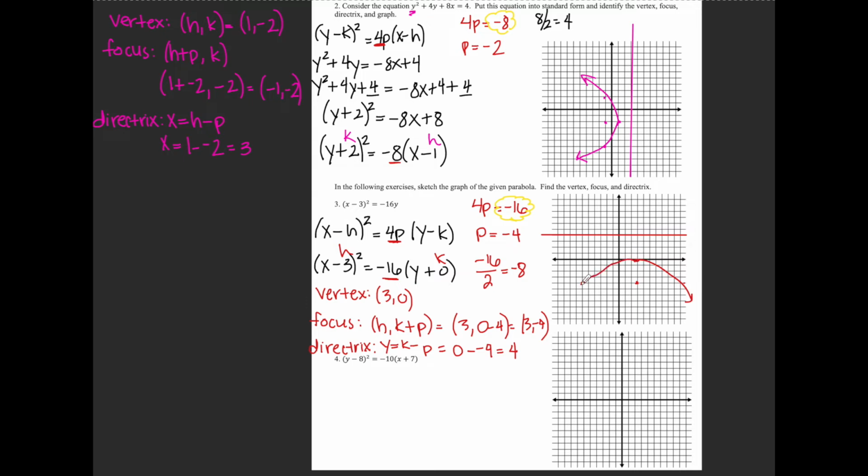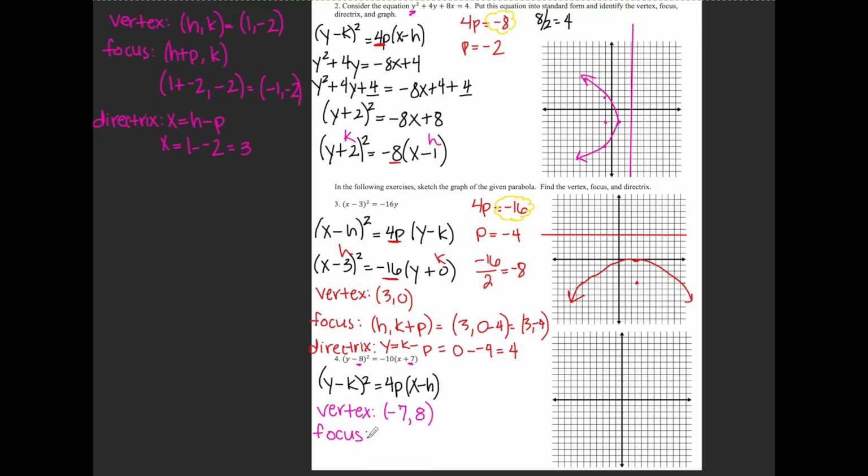Number 4, I have the graph (y − 8)² = −10(x + 7). I can see right away that this is in a y squared form. So this is the standard form (y − k)² = 4p(x − h). My k value is going to come from here and my h value from here, which means my vertex is (h, k), (−7, 8).